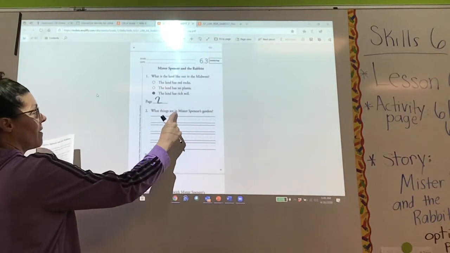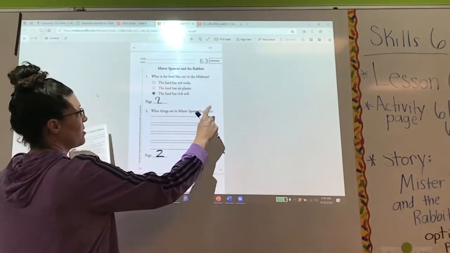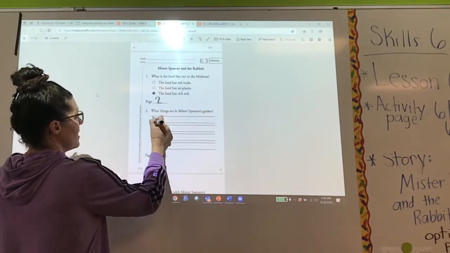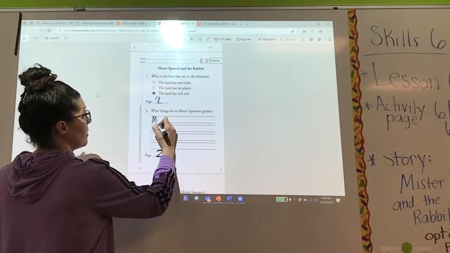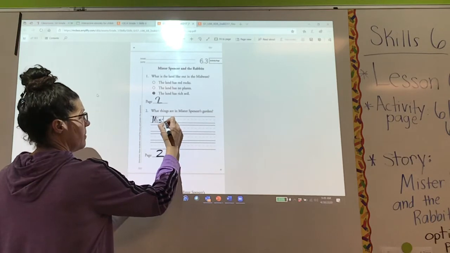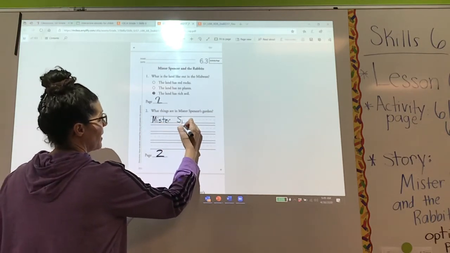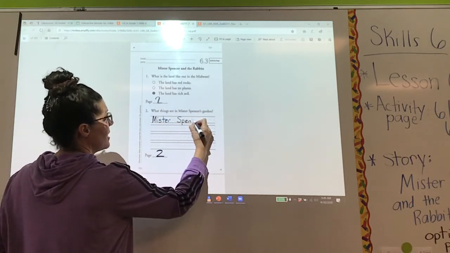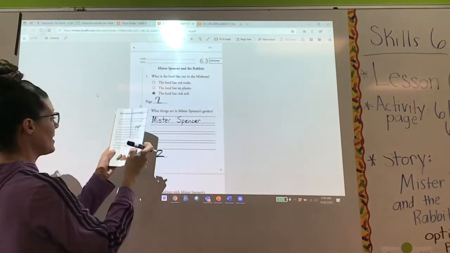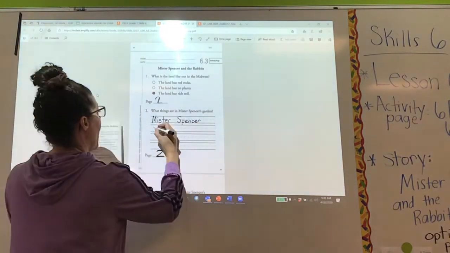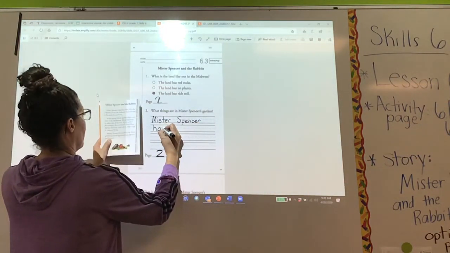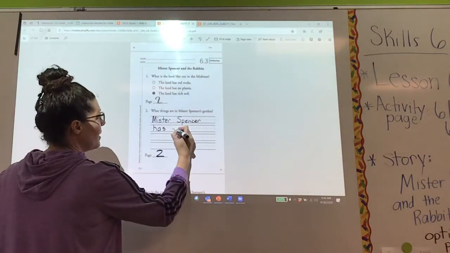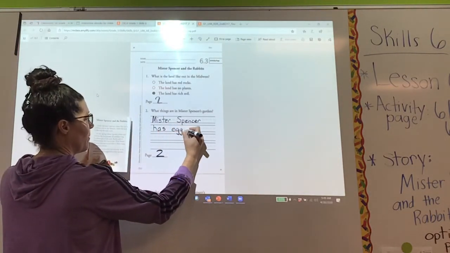What things are in Mr. Spencer's garden? Wow. Capital S, because that's his name. Proper noun. Mr. Spencer has eggplants. That's kind of a fun word.